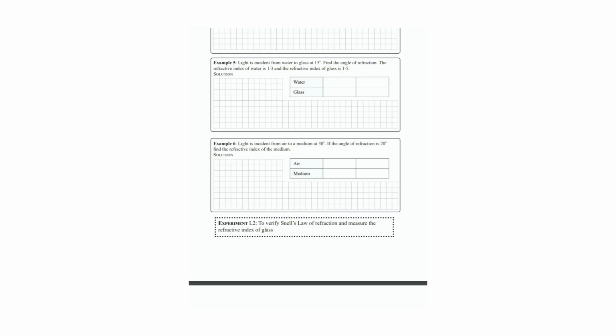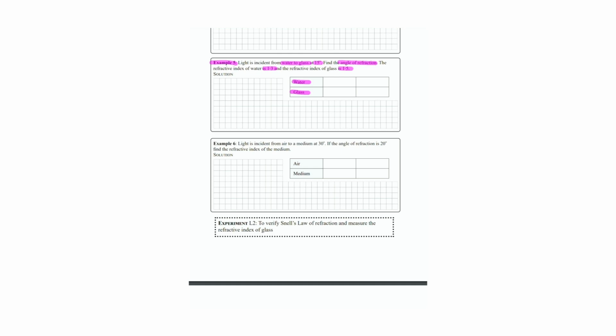Moving on to example number 5. Light is incident from water to glass at 15 degrees. Water goes first, followed by glass. The angle of incidence of 15 degrees is in the water. Find the angle of refraction. What do they give me? They tell me the refractive index of water is 1.3 and the refractive index of glass is 1.5.